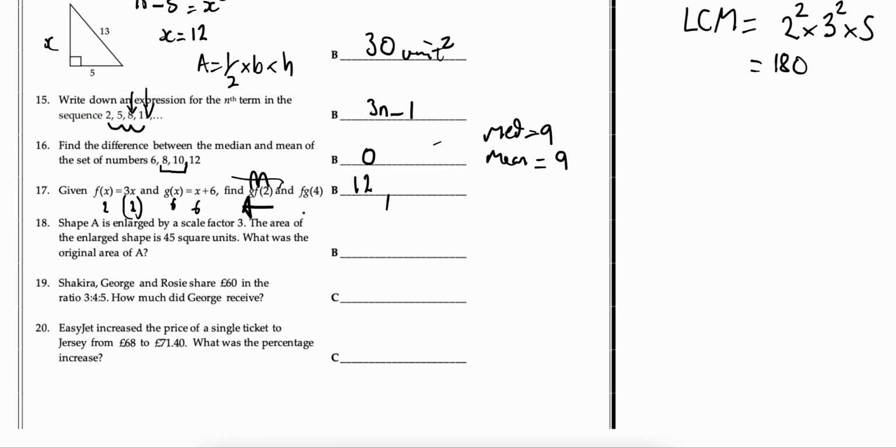Now, if you do this one, we're going to put 4 into g. So 4 plus 6 is 10. And then we're going to put that answer in f. 3 times 10 is 30.